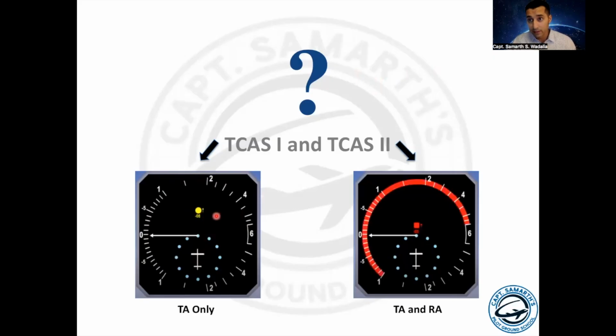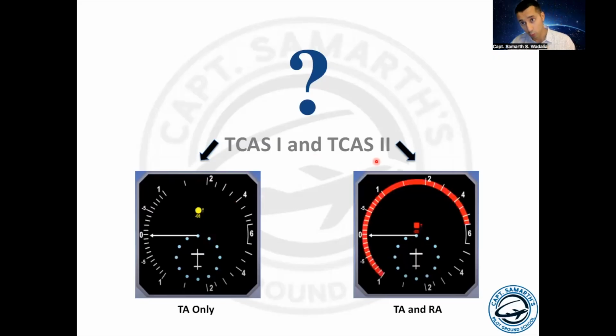But in the event that it sensed a collision is about to happen, aside from alerting you, TCAS 1 did not have the ability to suggest evasive maneuvers. Which means if you continue to fly towards this aircraft and there was an extreme risk of collision, TCAS 1 couldn't do anything to help you.